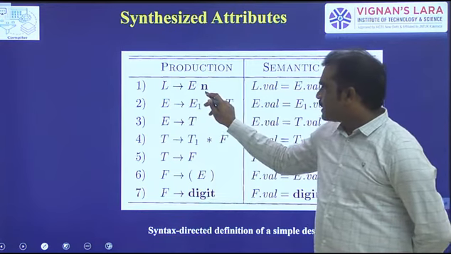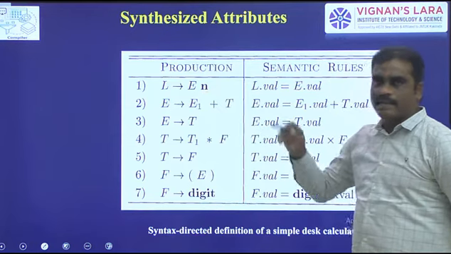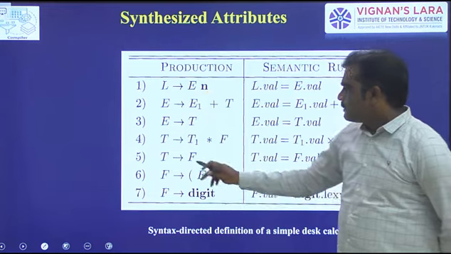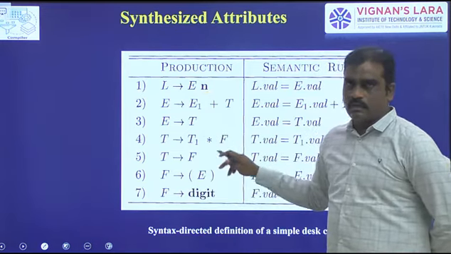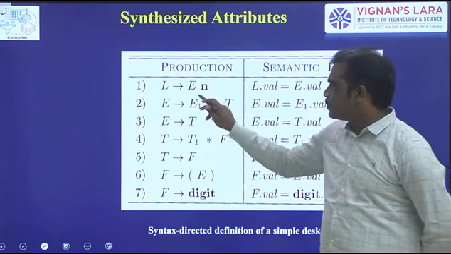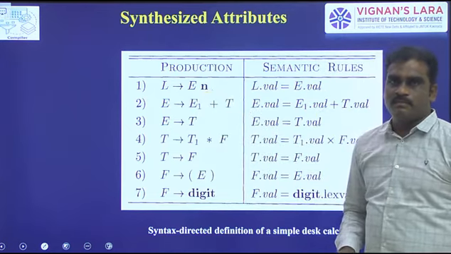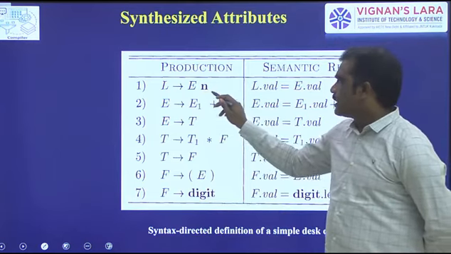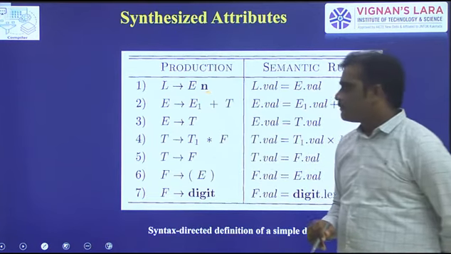So here n indicates the right end marker. That means after the evaluation of the expression stored in E, followed by n, it terminates. The evaluation is completed and the result is displayed. So n indicates that, the right end marker.